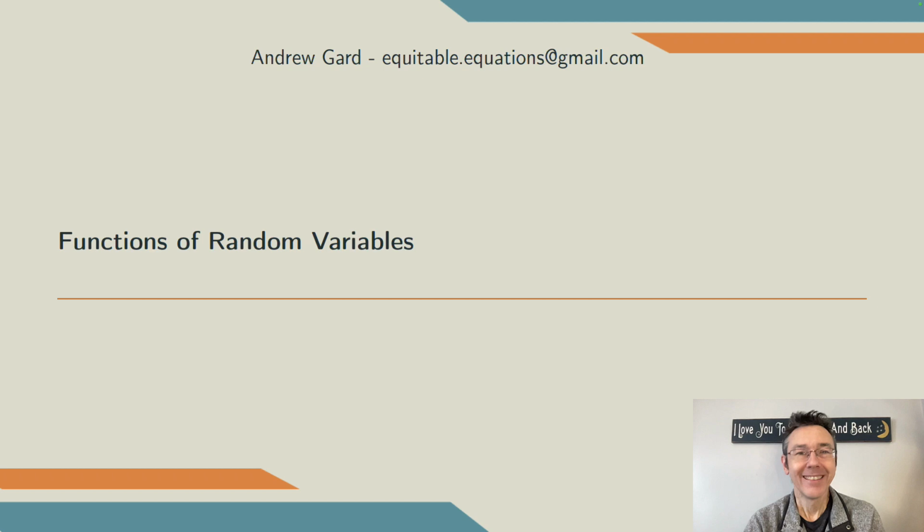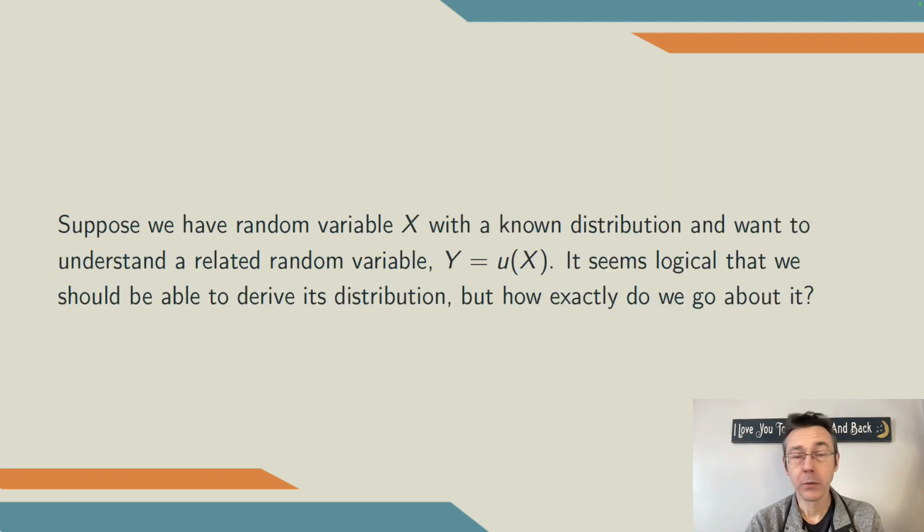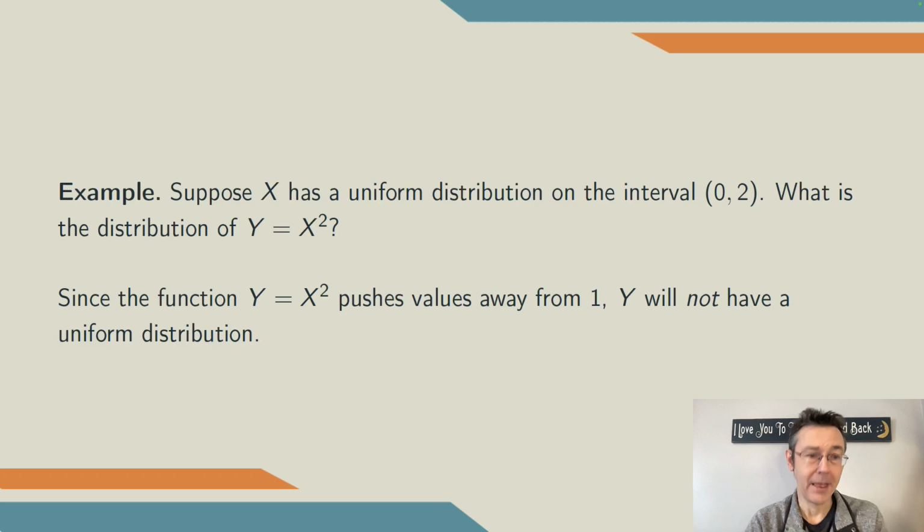Hey everybody. Today we're talking about functions of random variables. We're in a situation where we know the distribution of one random variable, call it x. We have a function of that random variable, call it u, and we'd like to say something about the distribution of the output, call it y. How exactly should we go about that?